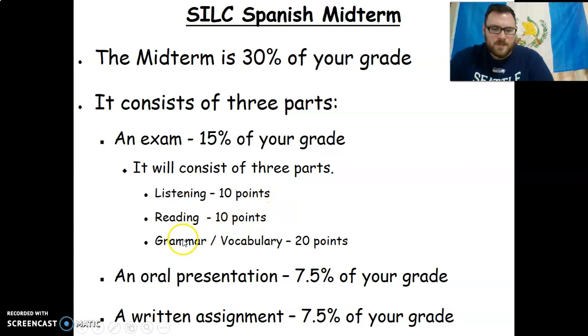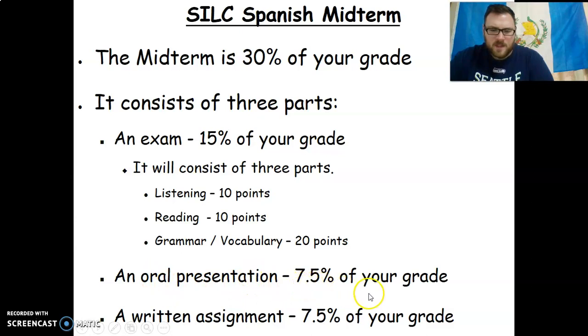I was also going to do a speaking part for the exam, and then make it all even. So like 10 points for that, 10 points for that, 10 points for those two, and 10 points for speaking. It's still going to be worth 15%, but then I'm going to have you do an oral presentation. So that'll be your speaking part. Okay, so next thing is the oral presentation.